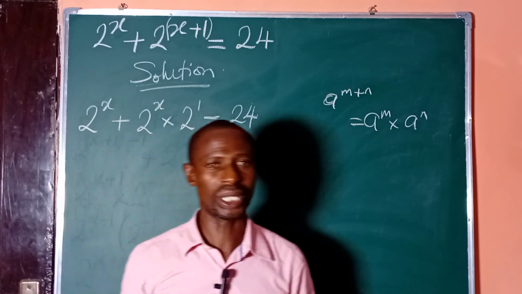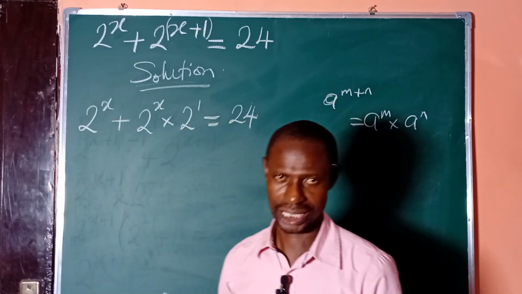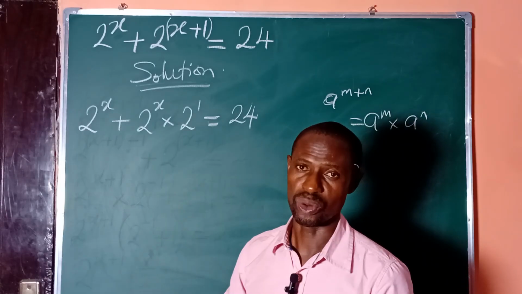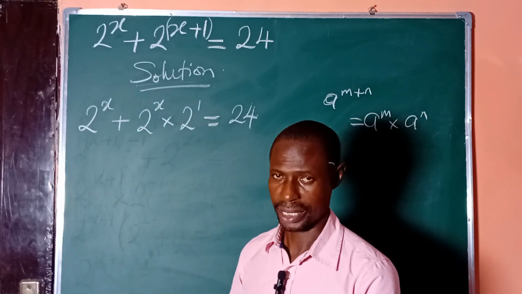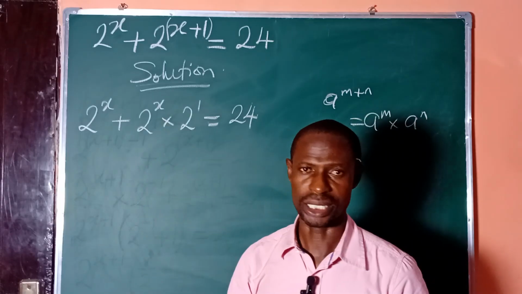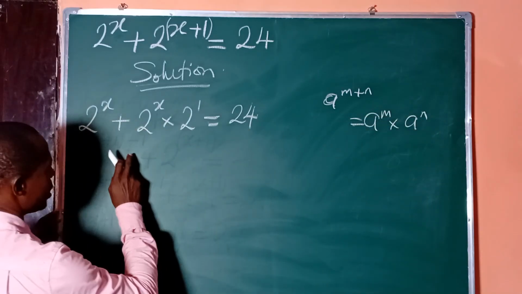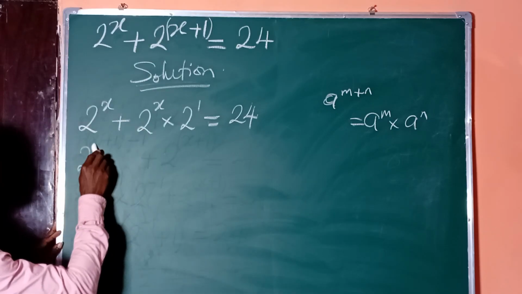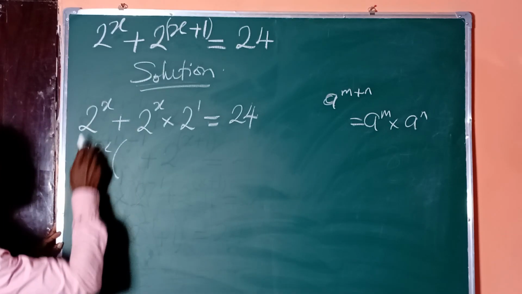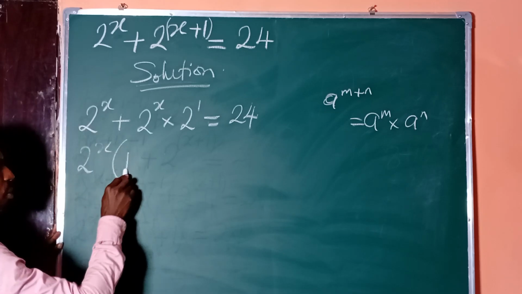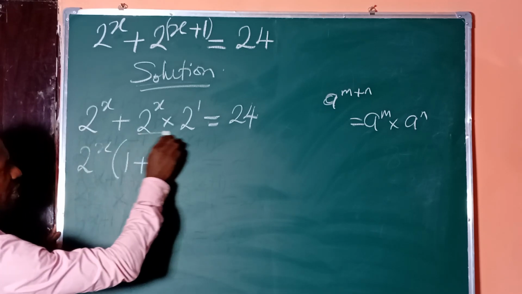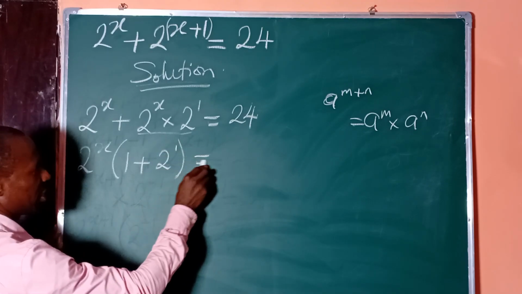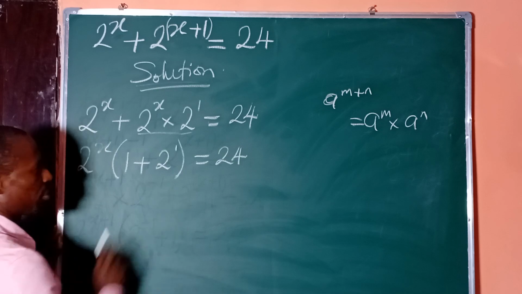If you want a true hint into the approach I used in solving the live video, go to where you have your live sessions, scroll through, and you will see this challenge there. From here, we just have to factor out 2 to the x. This gives us 2 to the x, bracket, 1 plus 2 to the power of 1, close bracket, everything equal to 24.